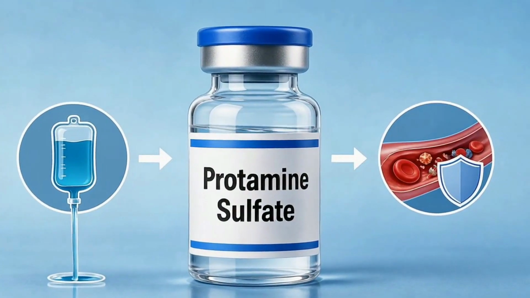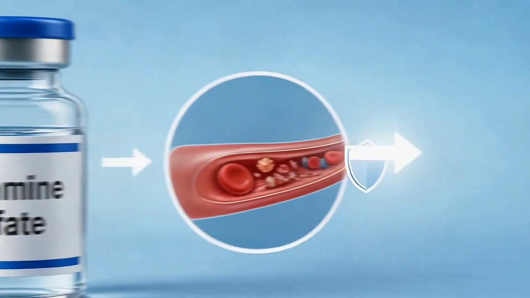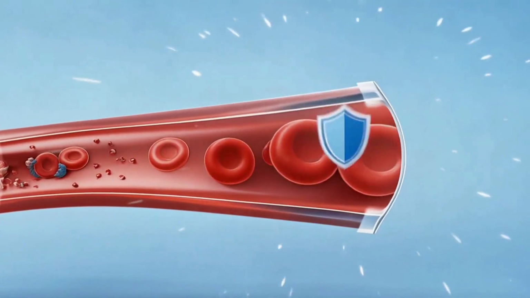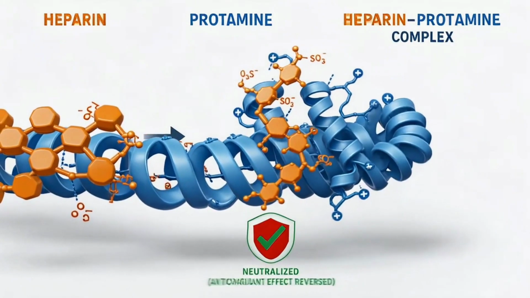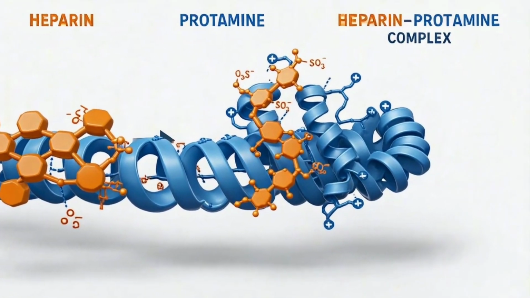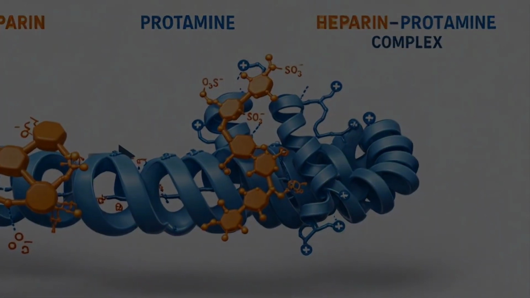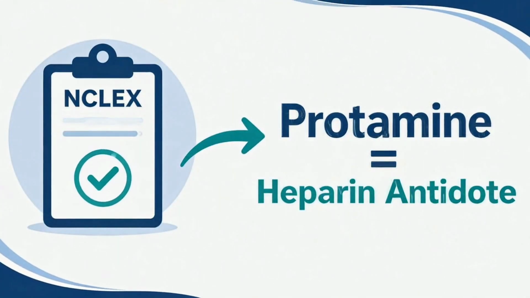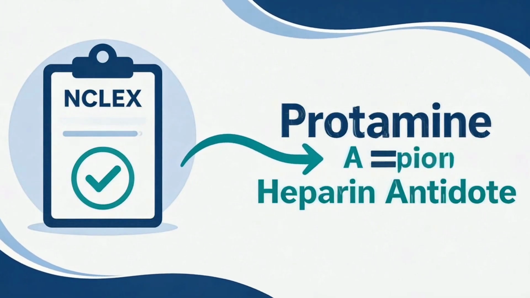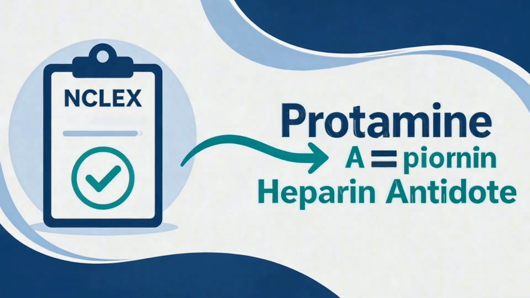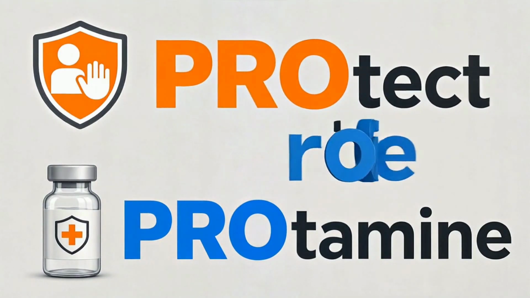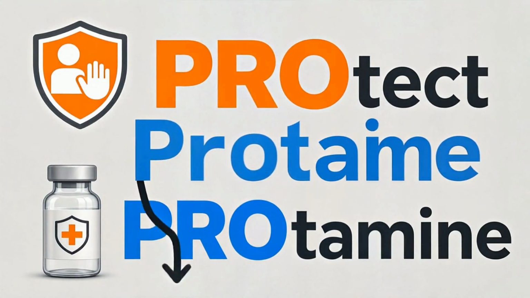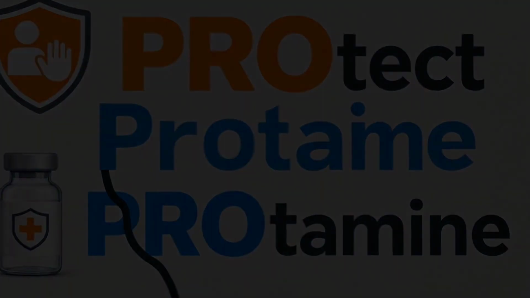If a patient experiences a serious heparin overdose, the specific antidote required is protamine sulfate. Protamine sulfate acts rapidly to reverse the anticoagulant effects of heparin, making it a critical emergency medication. Remembering antidotes is a staple of NCLEX testing, so keep this information ready for your exam. Use this simple memory trick to recall the antidote. You must protect your patient from bleeding with protamine.